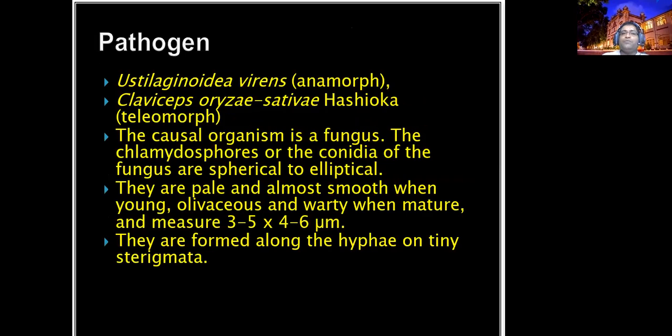The pathogen is normally Ustilaginoidea virens. We call it Ustilaginoidea virens. This is a smut fungus, and Claviceps oryzae. The sexual stage is formed by Claviceps oryzae. This is the size of the fruiting body and mycelium. Normally it produces elliptical conidia. The size of the conidia may be 3 to 5 or 4 to 6 in diameter when you measure these pathogens forming conidia.